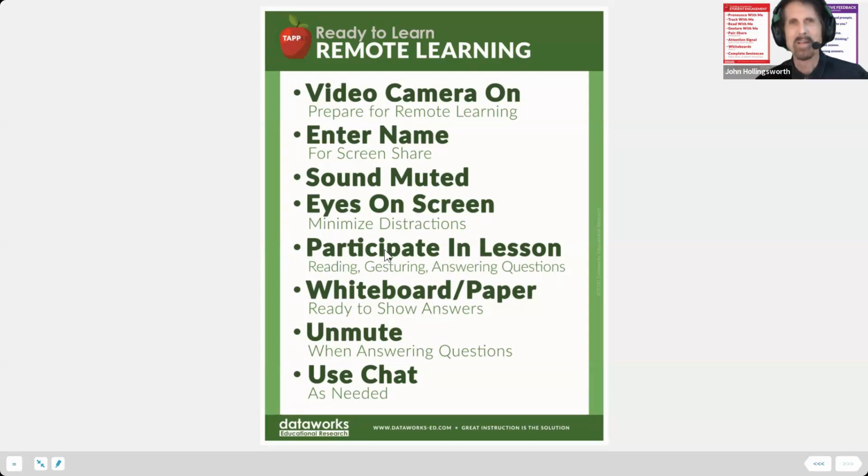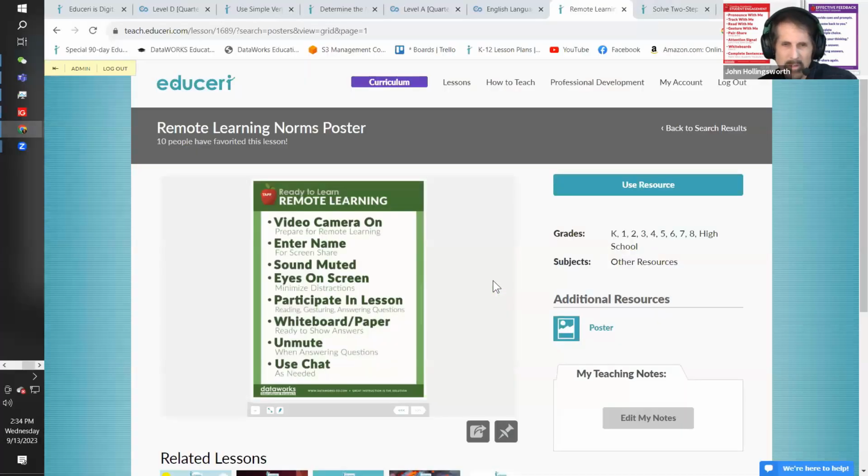And then participate. If I do a gesture, if I want to see a whiteboard response, I expect you to do it. And if we do choral reading, in ELD a lot of choral reading is important, and pronouncing words. I want you all to participate with that. And then we've got the chat as a backup. So there's a few things you could just go through with your students first.